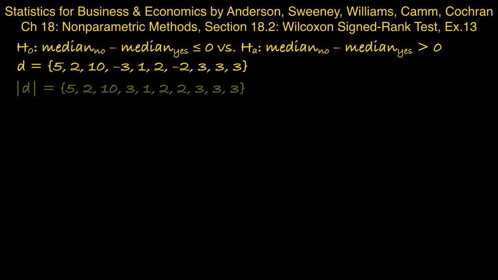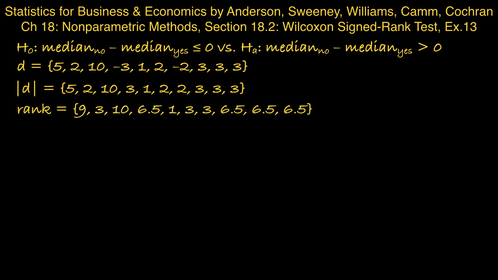So the next step is to calculate the absolute values of those differences, and then we assign ranks to the absolute values of the differences. So we look for the smallest absolute difference, and that is given the rank 1. And then the next smallest, it looks like there's 3 2s. So the average rank of those 3 2s would be 3. And then we've got 4 3s, and the average rank of those 4 3s would be 6.5. And then next we have a 5, and that has rank 9, and then finally the largest absolute difference has rank 10.